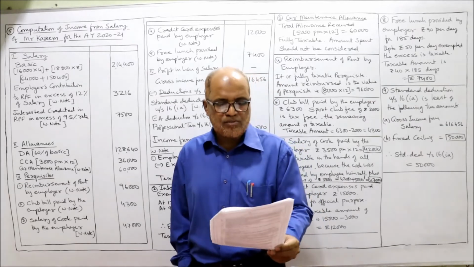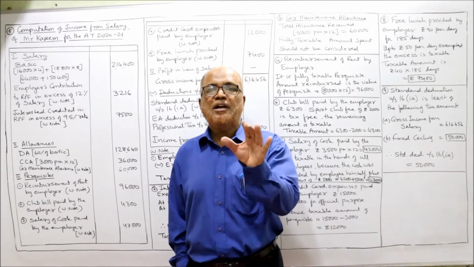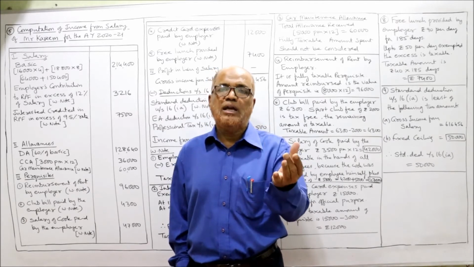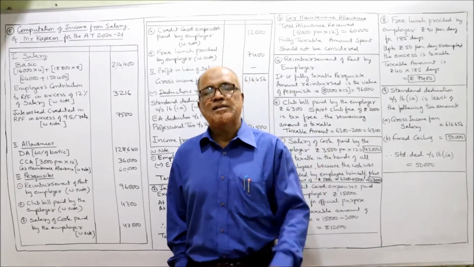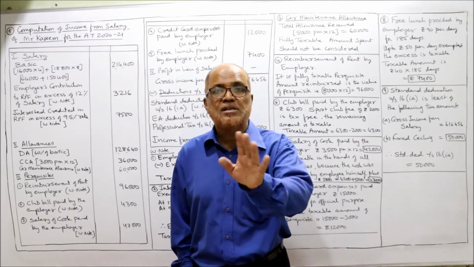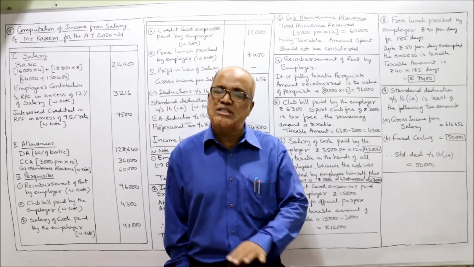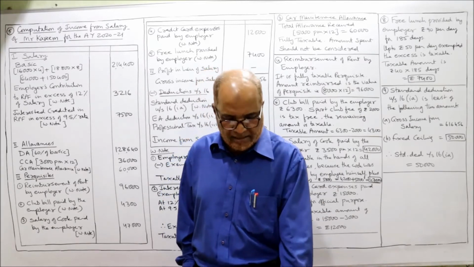Credit card expenses 15,000, including 3,000 for official purpose. Credit card expenses paid or reimbursed by the employer is a taxable perquisite. But if it is used for official purpose, it is not taxable. So out of 15,000, 3,000 is for official purpose. Deduct 3,000, remaining 12,000 taxable.